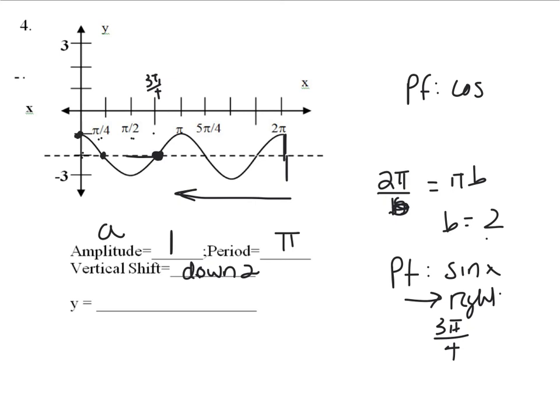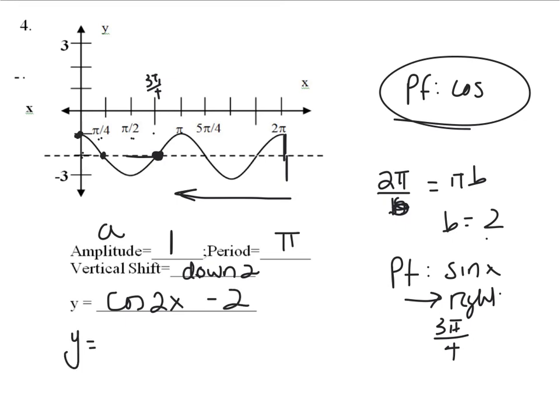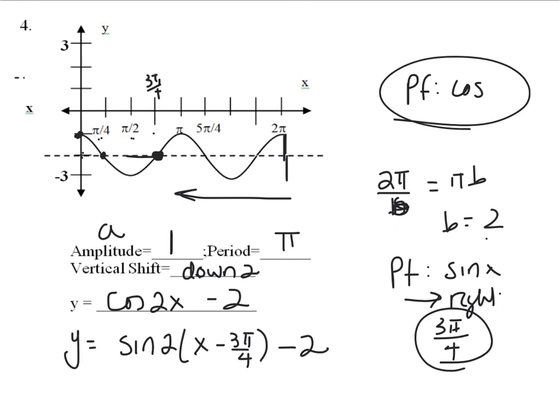Okay, so let's write it both ways. Let's do one with cosine, right? So y is, the amplitude is 1, cosine, and then b is 2, so 2x, and then down 2. So that's one way to do it. Another one would be the same amplitude, this time it's sine. B is still 2. Notice I'm going to put this phase shift to the right in parentheses, because I want to retain this value. So this is going to be x minus 3 pi over 4, and then down 2. So how'd you do? I hope you did well.